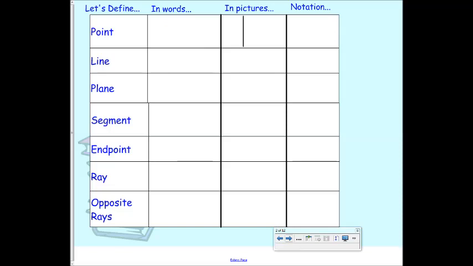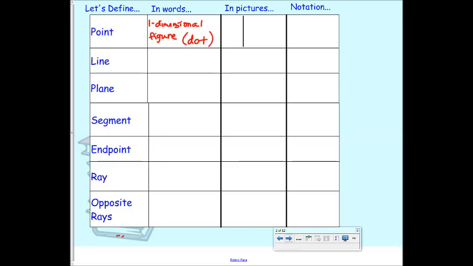Okay, so these are the basic geometric terms that we're going to use starting today for the rest of the year. So, what do you think a point is? A dot. It looks like a dot, right? So it's one-dimensional. So one-dimensional figure, because we have to have a fancy way of saying dot. Okay? So it's a dot.